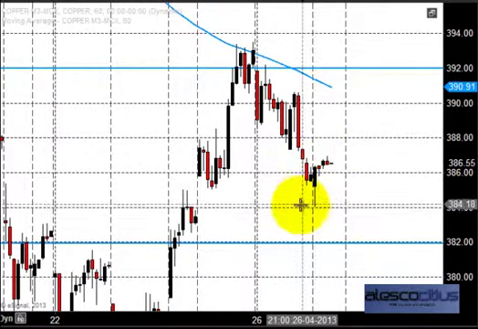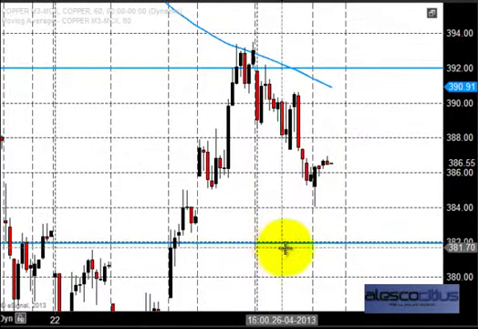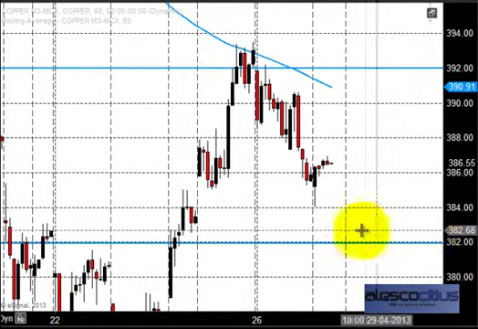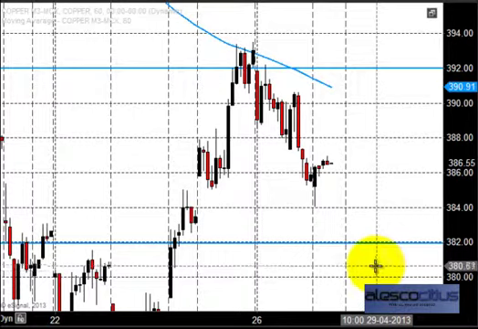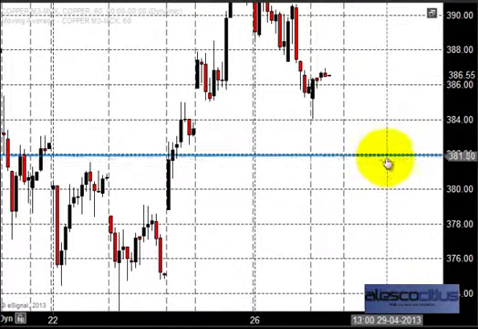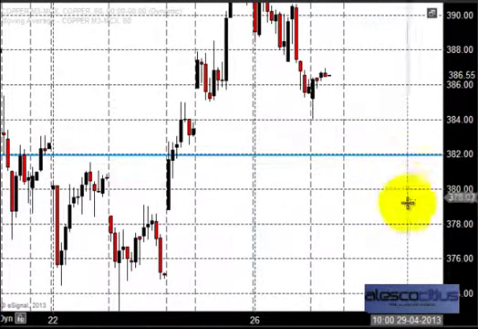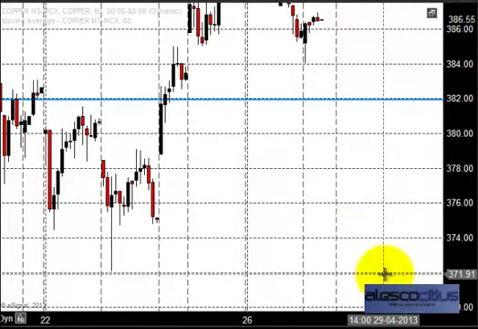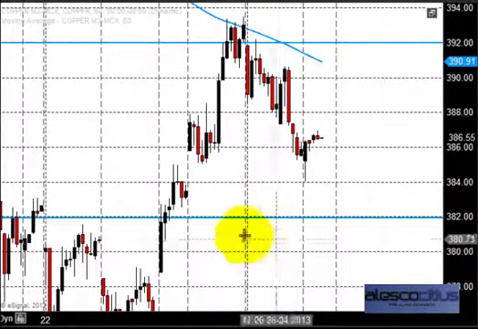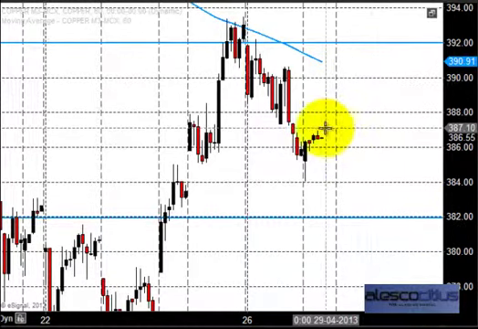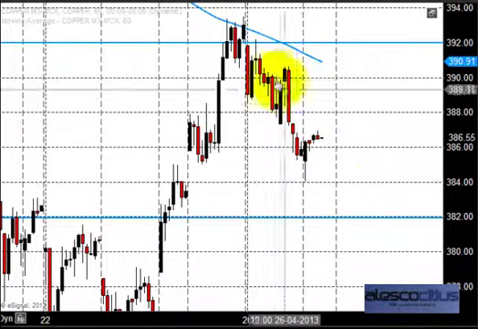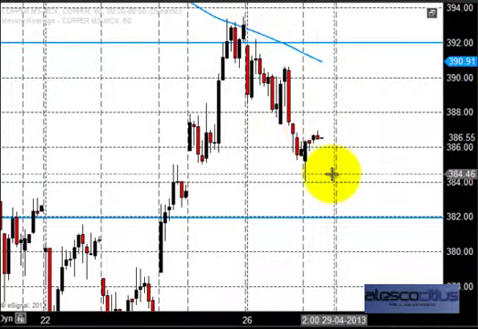If you expect copper to stay in uptrend, it should maintain this 382 zone. If the price breaks this 382 zone and stays below it, surely it will come down and test this 372 again. This is going to be the key support zone for copper. So we are saying that the trend is still expected to be in selling.